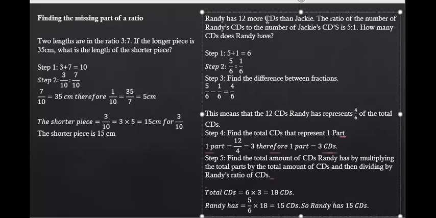Here's another example. Randy has 12 more CDs than Jackie. The ratio of the number of Randy's CDs to the number of Jackie's CDs is 5:1. How many CDs does Randy have?